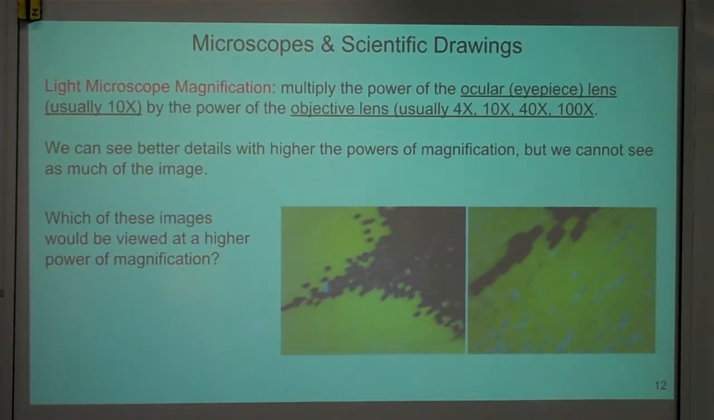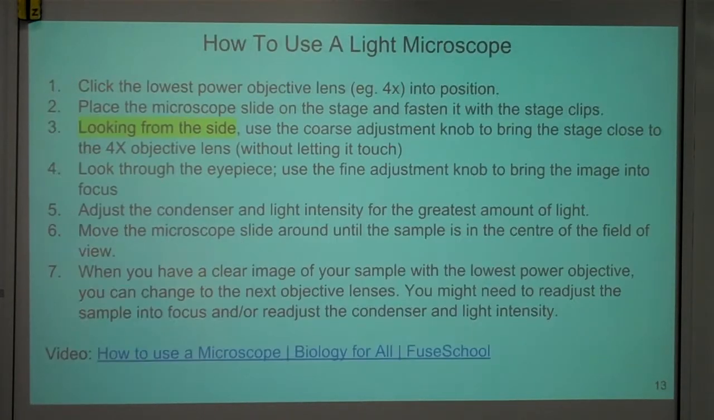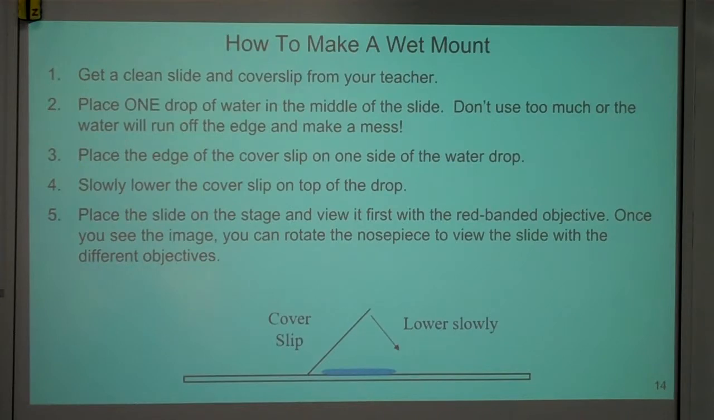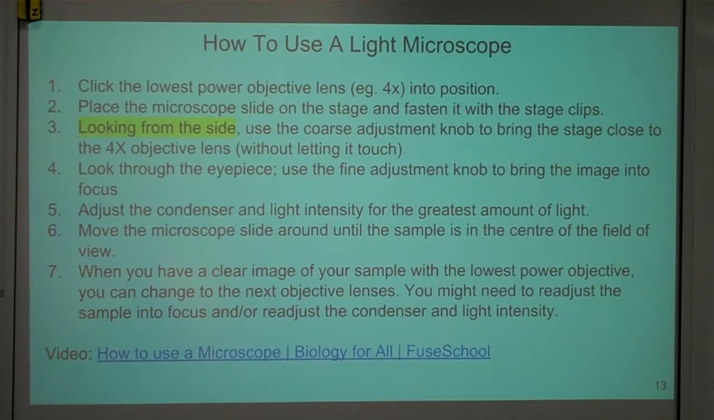As I said, on the computer, this is much clearer. This is a butterfly wing, and at the higher magnification, you see much more detail. That's just how to use a light microscope and how to make a wet mount. Those are the main steps of using a light microscope. And there's a little video on how to use the microscope, so that's not a bad thing to have a look at.